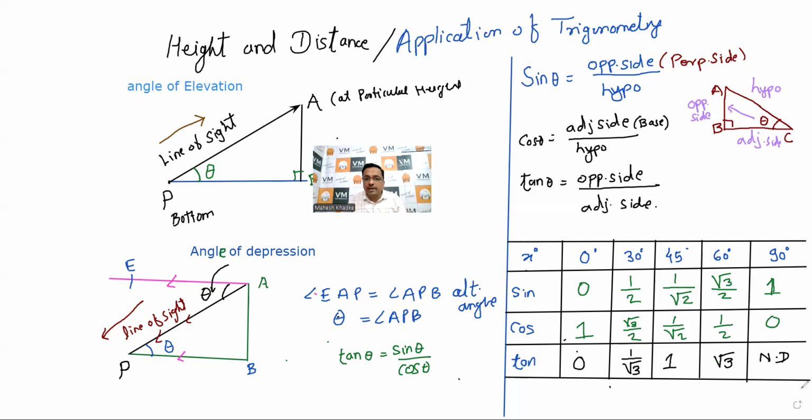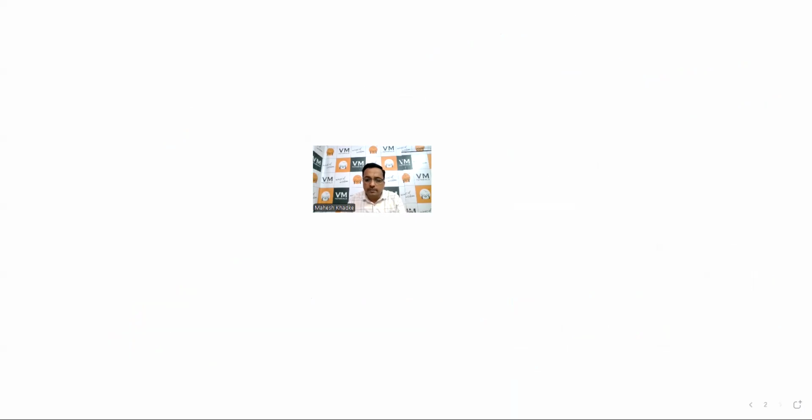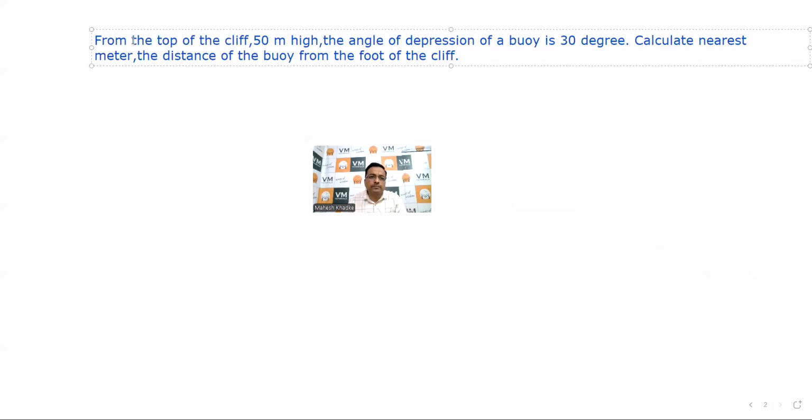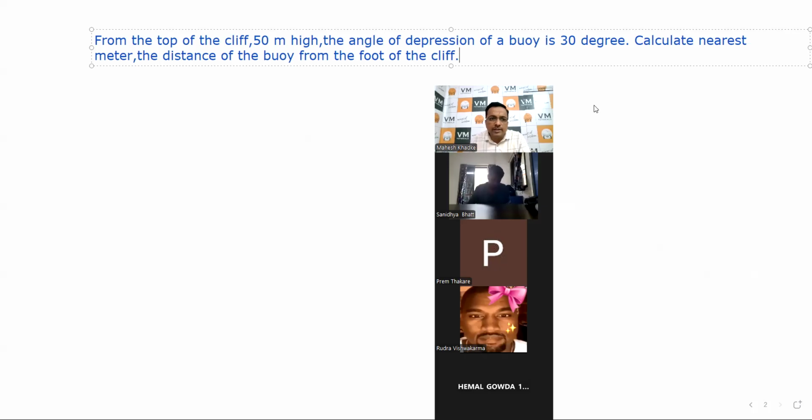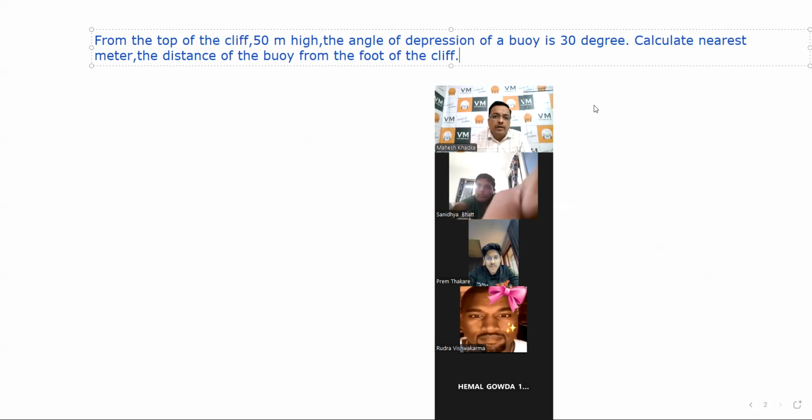Okay, let's start the exercise. First sum. I think so. First sum we solved yesterday. Correct, Sanidhya? The second one, the screen is visible? Yes, sir. Screen is visible? Yes, sir.